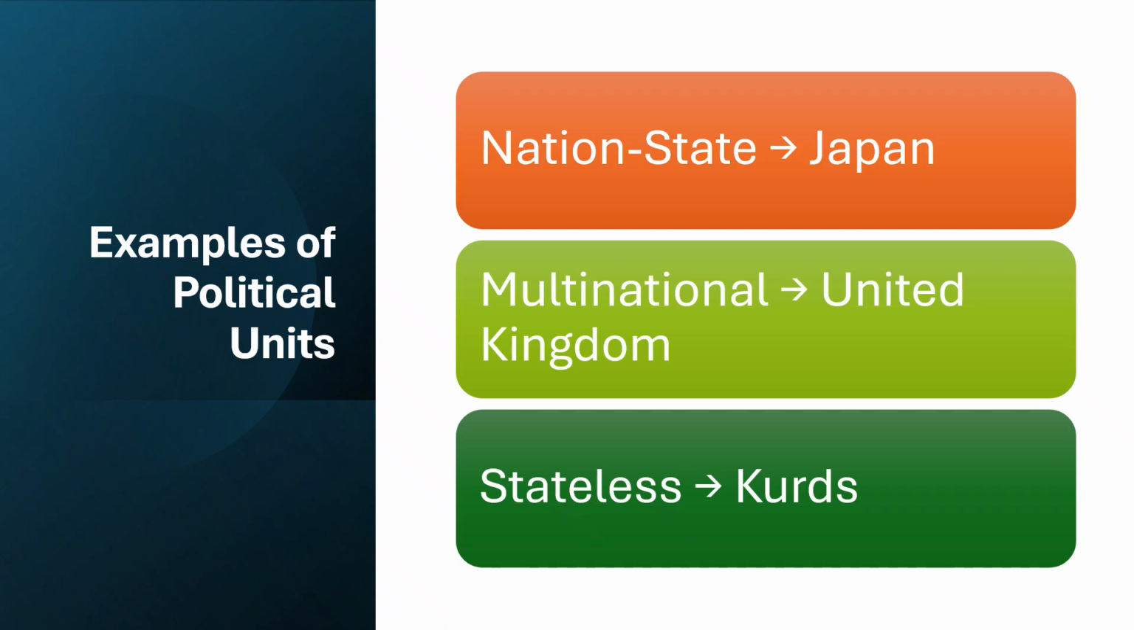Finally, a stateless nation would be the Kurds. They want their own country. They sit in 6 different nations, but they would like to become the recognized state of Kurdistan.